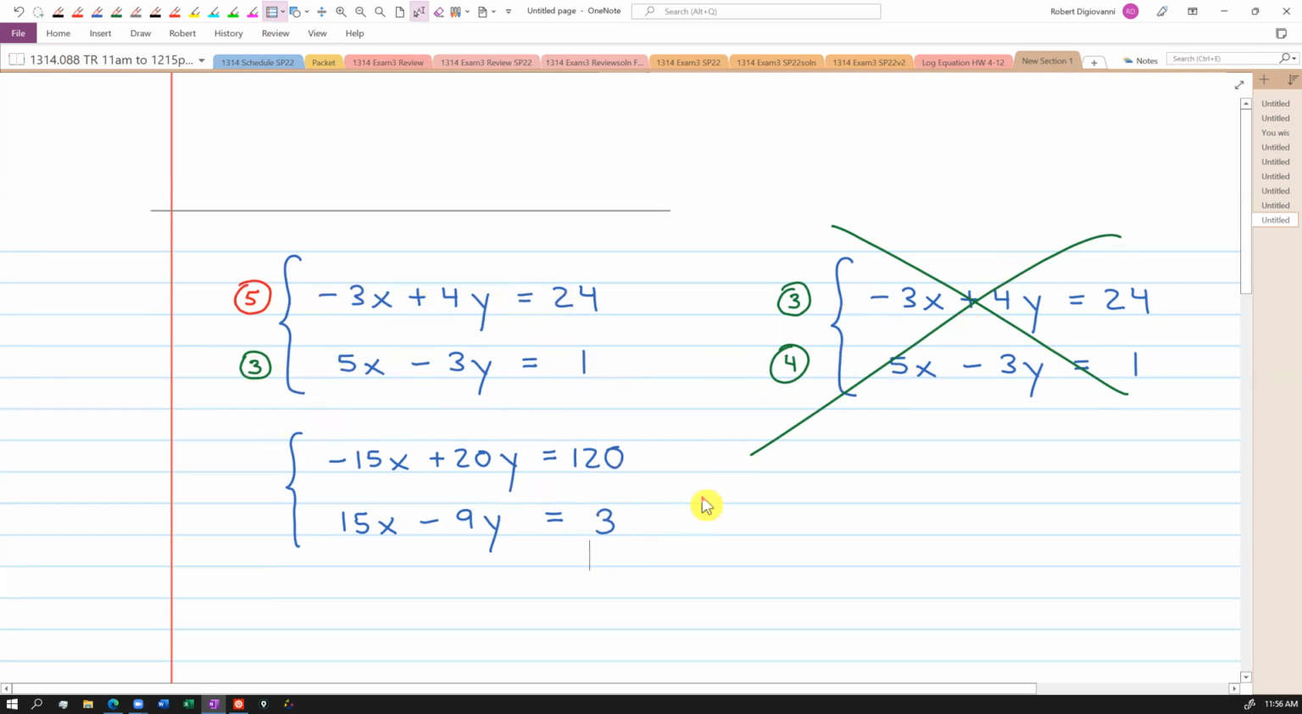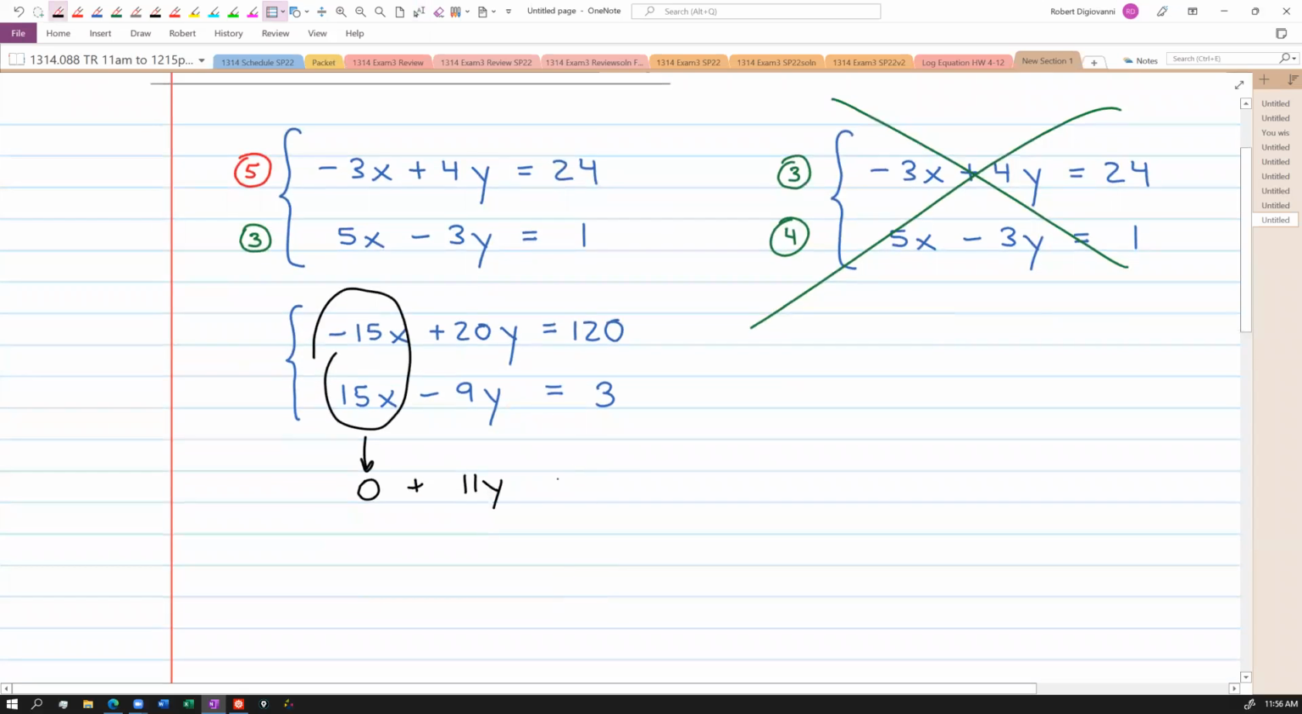Now add down, right? When you add down, these two go away, goes to nothing. Okay, how many y's do we have? 11. So plus 11y equals 123, right? 123. Unfortunately, we're going to have to divide by 11 now. And go ahead and get your calculator out for that, because that's not a nice number. And we might even have to round a few decimal places.